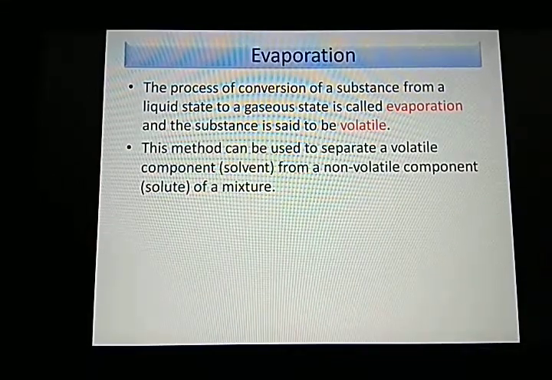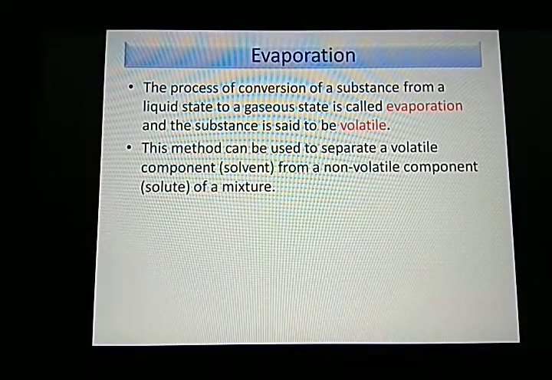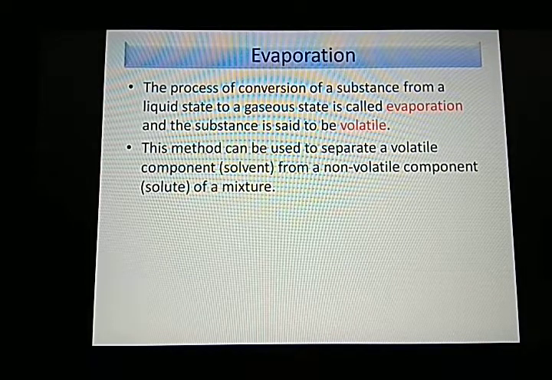Now the method of evaporation that we use is generally used to separate a volatile substance and a non-volatile substance. Or we can say it is used to separate out the volatile component, that is the solvent, and the non-volatile component, that is the solute of a mixture. We know that there are mainly two components in a mixture, that is the solute and the solvent. And to separate them out, if one of the components is volatile and the other one is non-volatile, then we can use this method of evaporation. This is very much useful in that case.